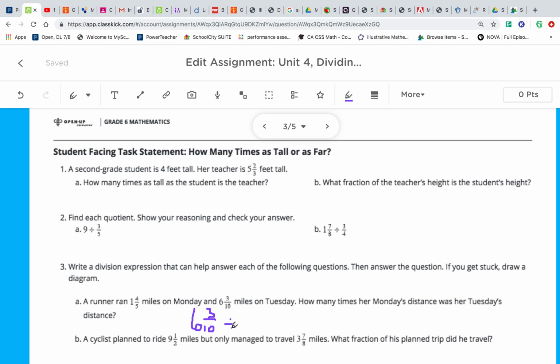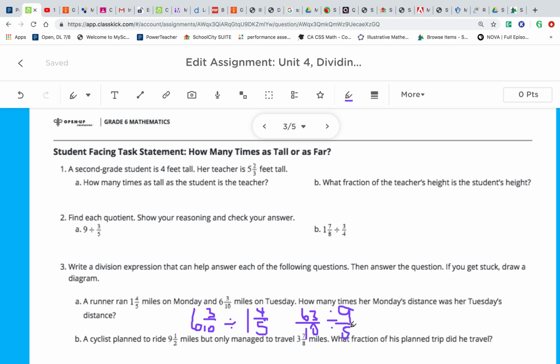6 3/10 divided by 1 4/5. So now we have 2 mixed numbers, so we're going to have to adjust both of those, right? Let's make them back into fractions. Let's go around the world with it. 6 times 10 is 60, plus 3 is 63. So 63 over 10. Okay, and then for 1 4/5, so we're still going to divide. 1 times 5 is 5, plus 4 is 9, so it's going to be 9/5.